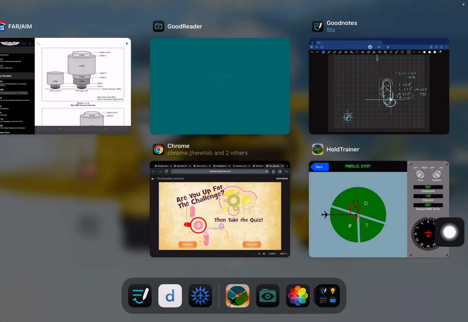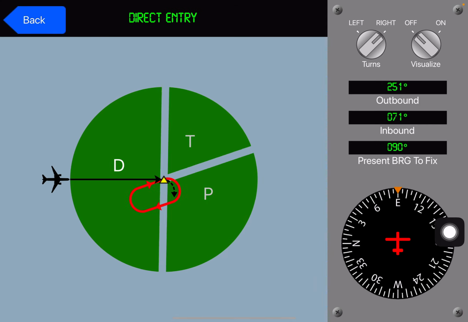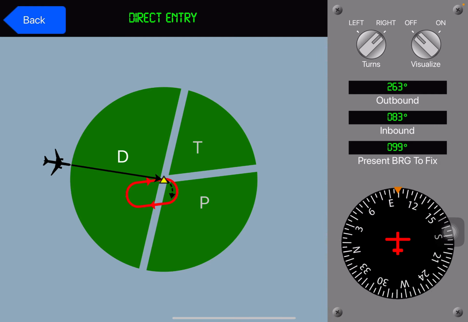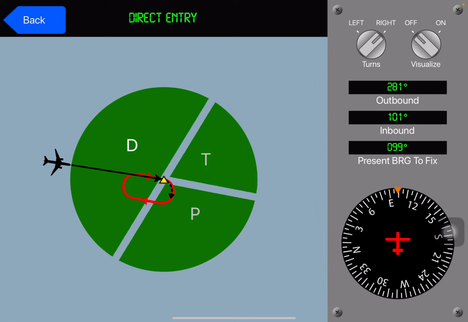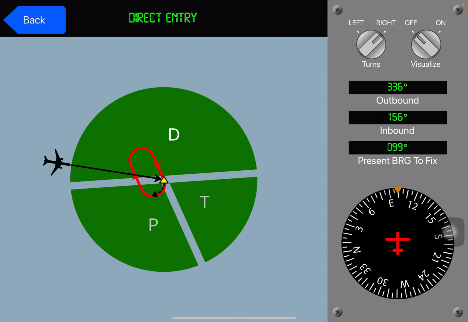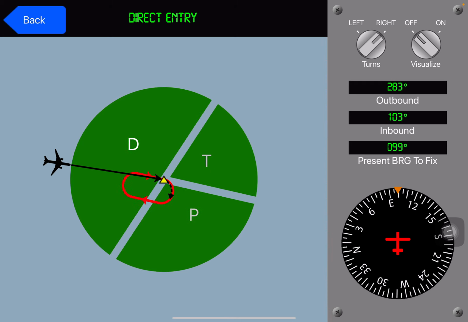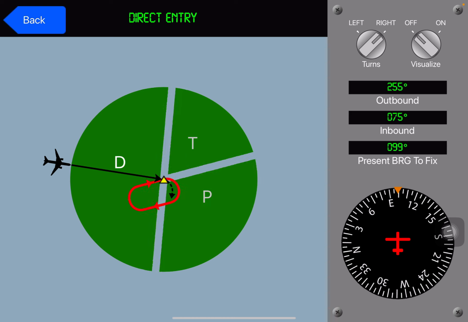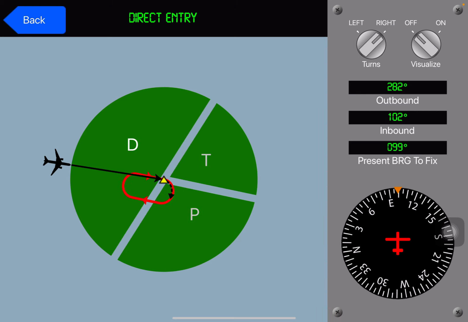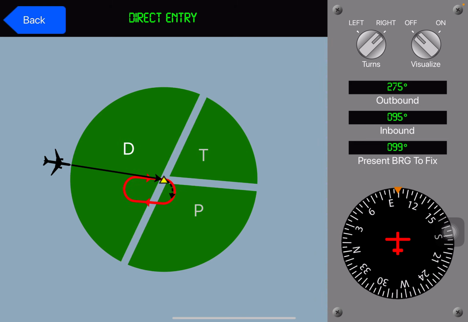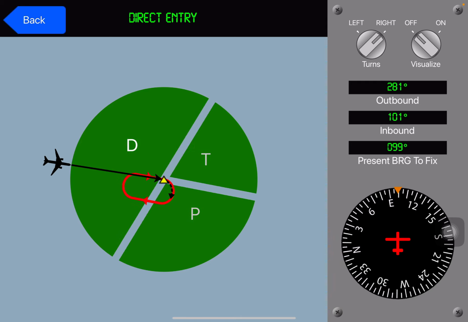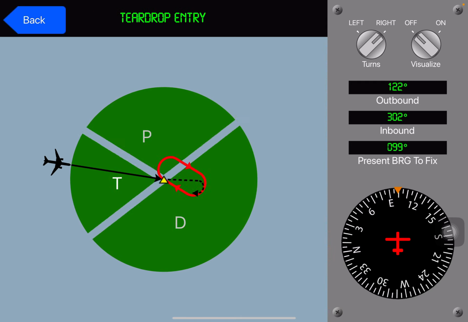Now, in a quick glance, I can tell you that if your present bearing to the fix, your initial heading with which you're homing the fix, and your inbound course are more or less similar, and there's quite a margin for that similarity, plus minus 70 or 100 to the other side, most likely you will be making a direct entry. Now, if you're not making a direct entry, it's either going to be teardrop or parallel.